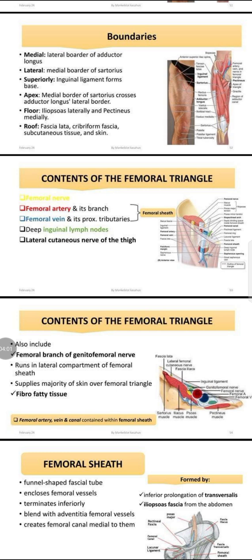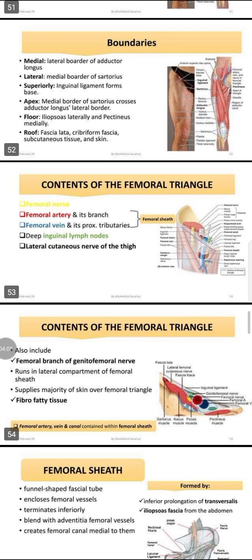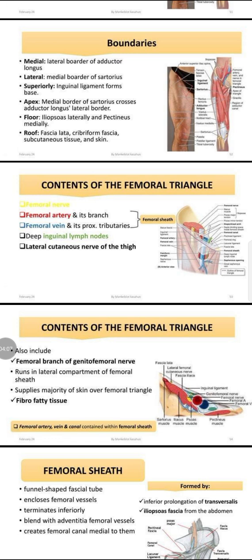So we have the apex, which I've already mentioned. Superiorly here, we've got the inguinal ligament as the base. The inguinal ligament is very important. It is an important marker: when these vessels move from the abdomen and just pass through the inguinal ligament, they change their names. That's when we have the names femoral nerve, femoral artery, femoral vein.